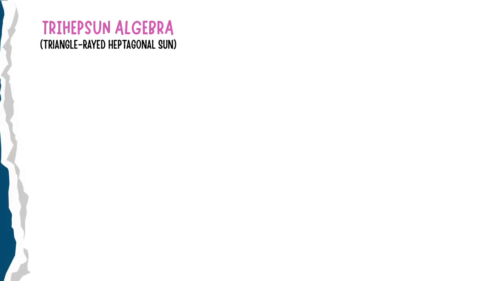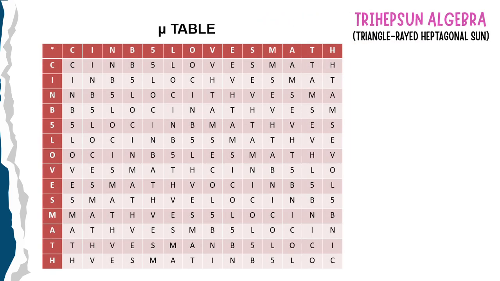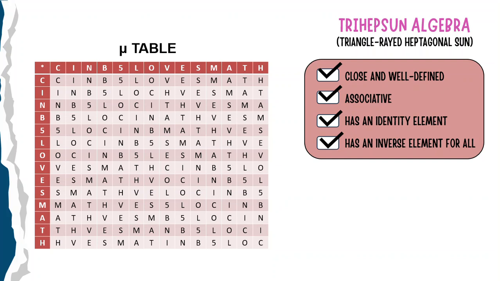For final project number 2, it is my responsibility to explore the subgroups and to draw a lattice diagram. We have here our mu table, which forms a group structure. In order for a table to be a group, it must satisfy these four conditions: closed and well-defined, associative, has an identity element, and inverse elements for all exist.